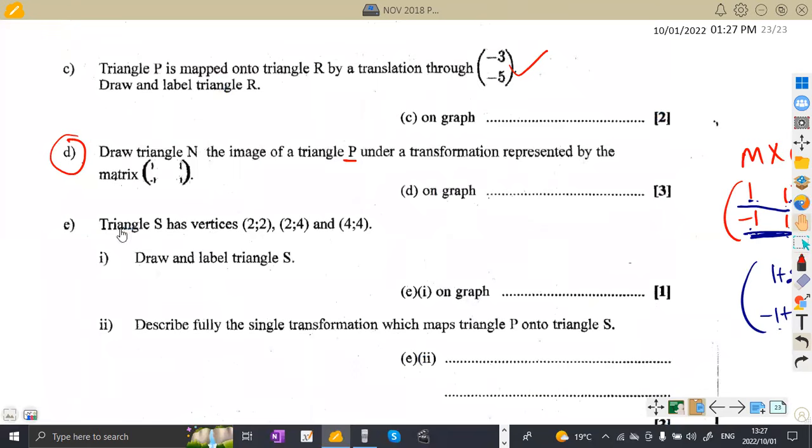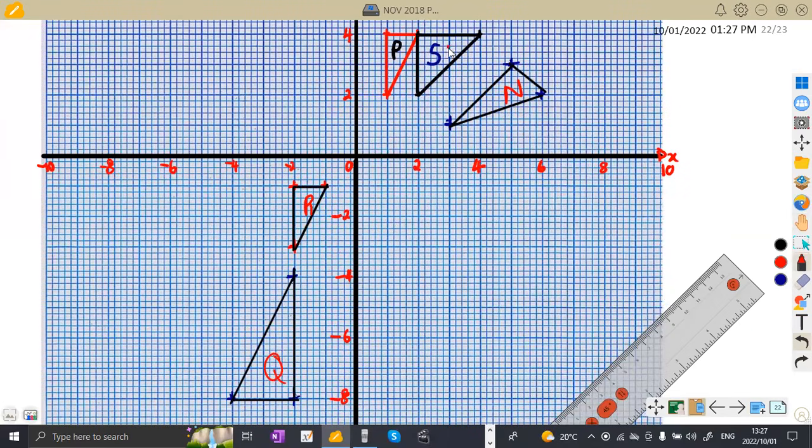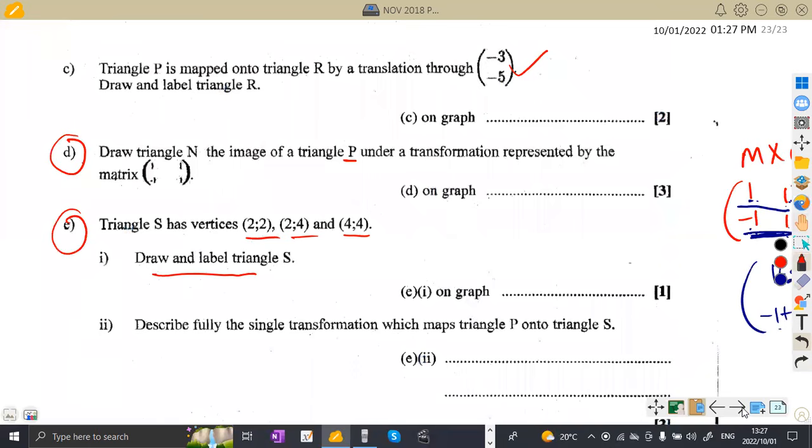Okay, the last part, E, which is triangle S at these vertices, draw and label triangle S. So all you need is to mark your coordinates like what I've done here. This is my triangle S. I have already drawn the points. Okay, then after that, the question now is for us to describe fully the single transformation which maps P onto S. So it's P onto S, this is E. All right, so P onto S, this is what is going to happen.